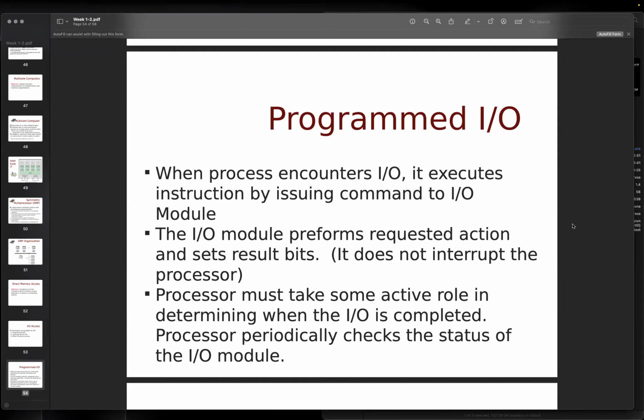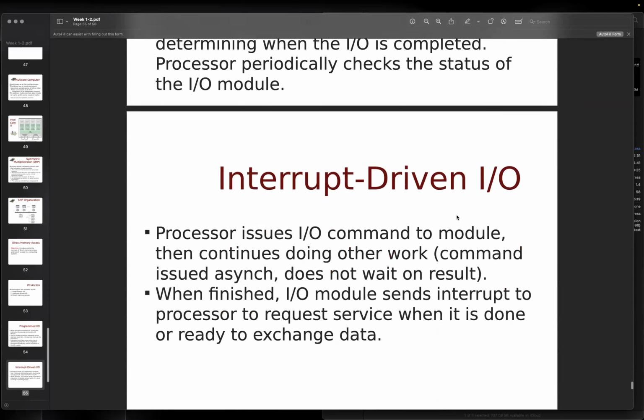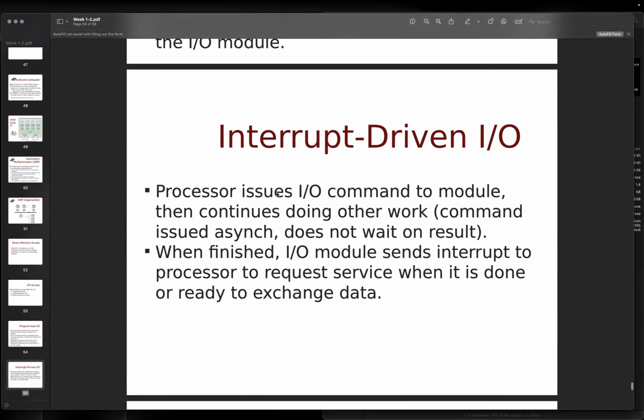If you remember the interrupt, then we try to wait for the I/O input, process done, and we go back. But this one is called program I/O. How about interrupt-driven I/O? The processor issues the I/O command to the module and then continues doing other work.